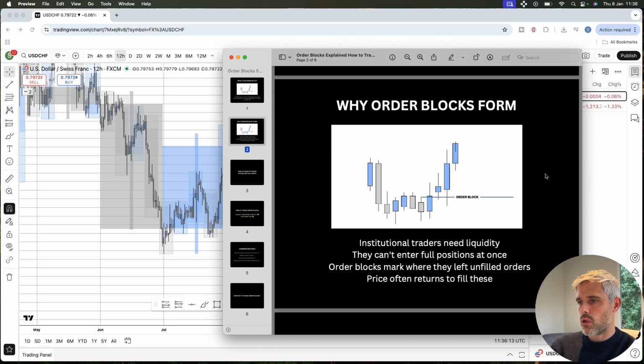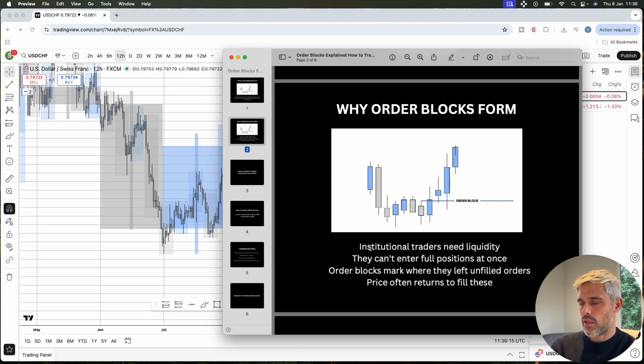And why do order blocks form? Really it's about the fact that large-scale institutions that move big markets like forex markets obviously need a lot of liquidity. They need to accumulate large positions to make the trades that they place make sense.